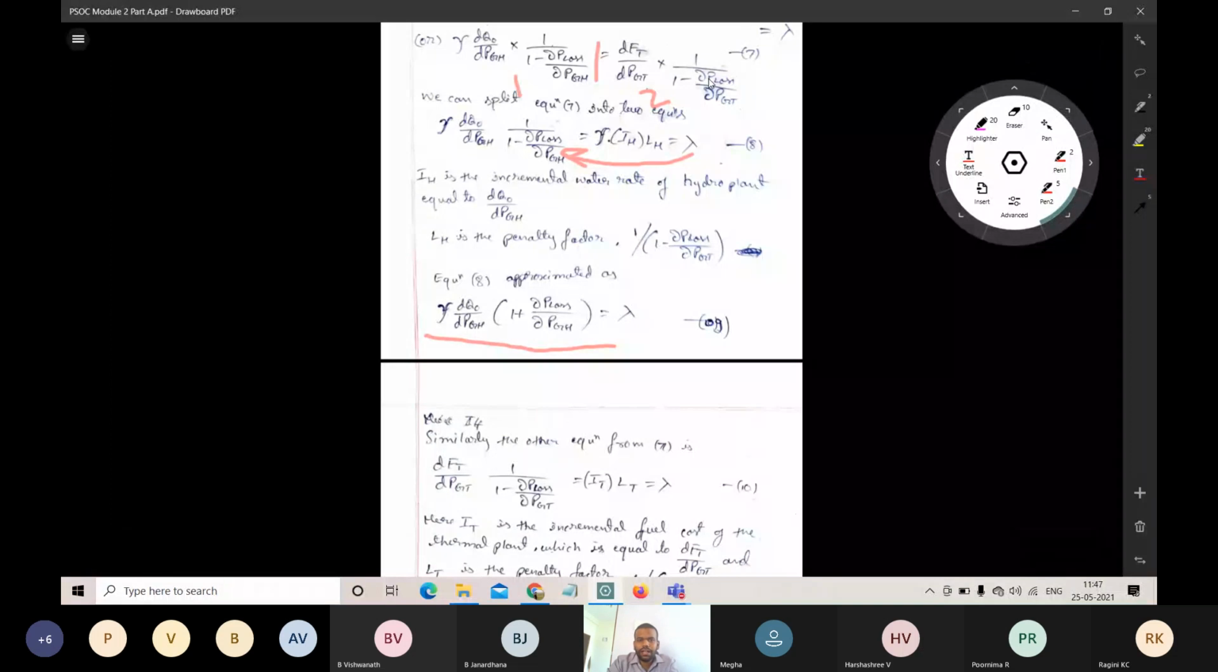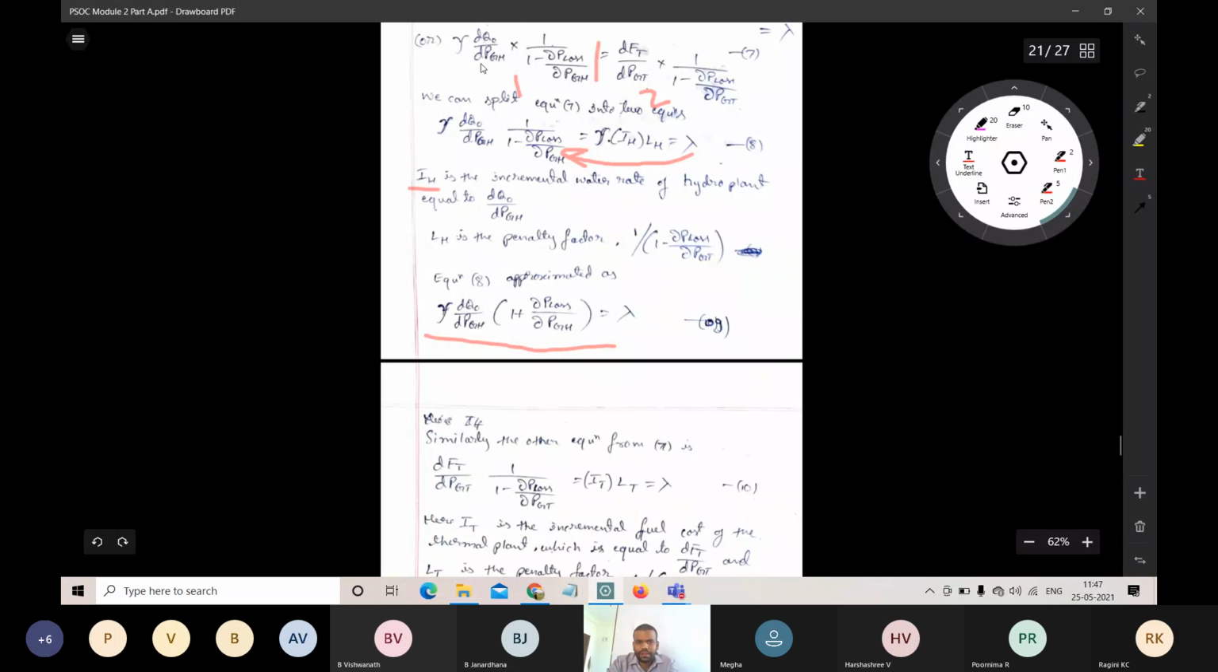Here I have considered IH, and similarly here consider IT. IT is dFT by dPgt. What does it mean? Incremental fuel cost at thermal. So here IH is the incremental water rate, and IT is the incremental fuel cost.